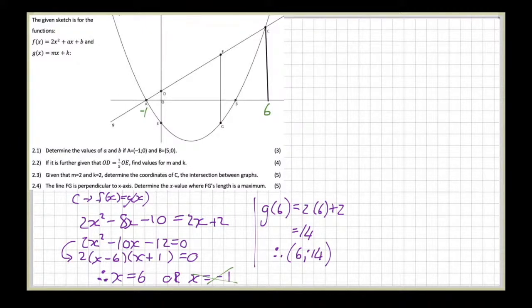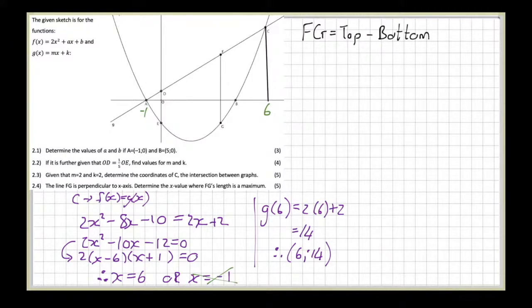Let's quickly look at 2.4. Question 2.4 says, determine the x value where FG's length is a maximum. Now, the moment I see this from all my students, even my matric students, I say to them, the moment you see FG or PQ, and it's the distance between 2 graphs, 2 vertically above each other. So in other words, F and G have to be vertically above each other. I simply take the top graph minus the bottom graph.